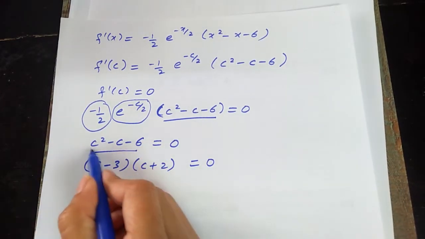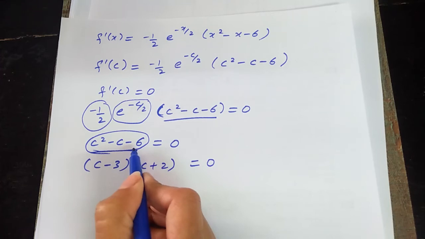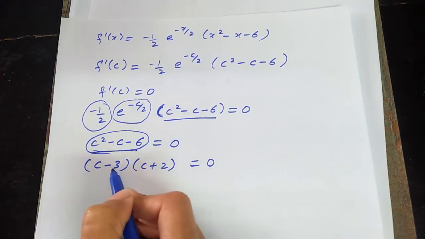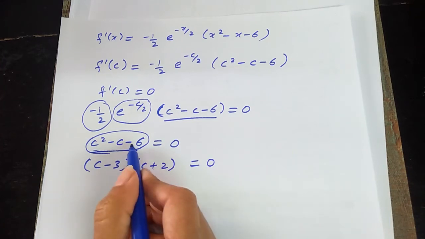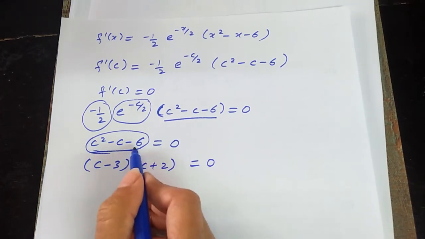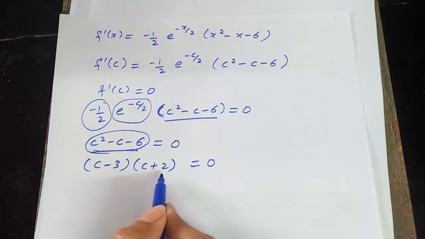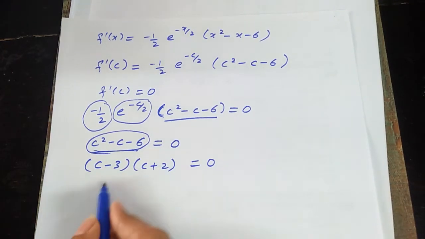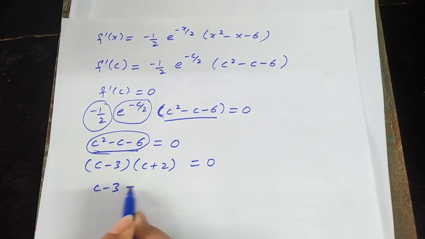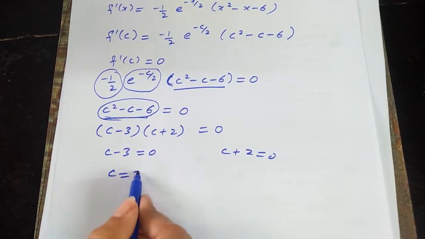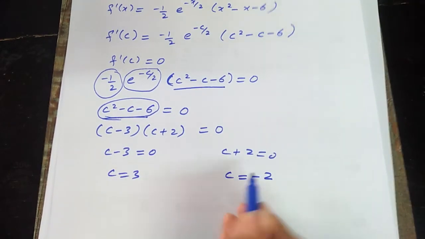We will factorize this by converting it into the 4 terms. Or you can also use the quadratic formula to find the value of c here. You can find the value of c through any method. I have found this factorized form through the factorization. So now either c minus 3 is equal to 0 or c plus 2 is equal to 0. So it means c is equal to 3 and c is equal to minus 2.